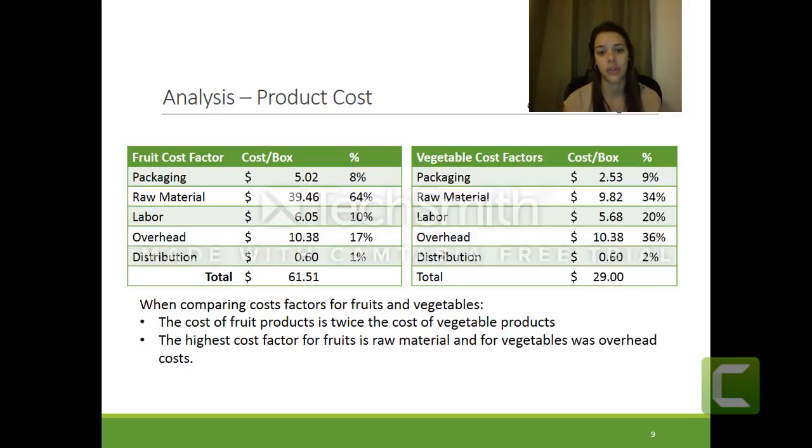This means that for one product that we sell for vegetables, it costs us half the amount as it does for a fruit product. So we can also see that for our fruit cost factors, the raw material, the fruit itself, is what the higher cost is, and for vegetables, the overhead cost was the highest associated. And this is also a significant difference between the two products.